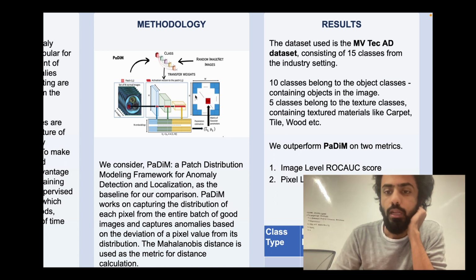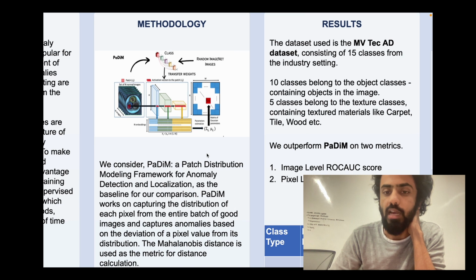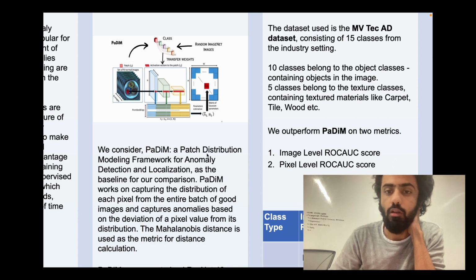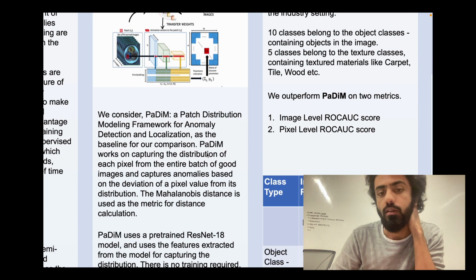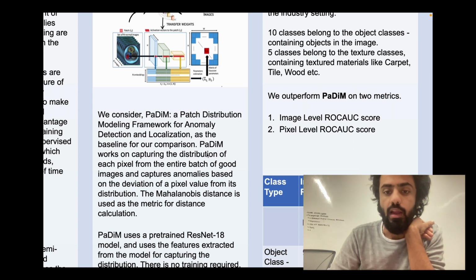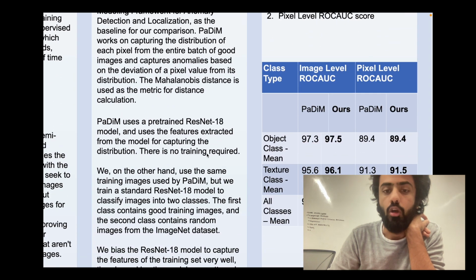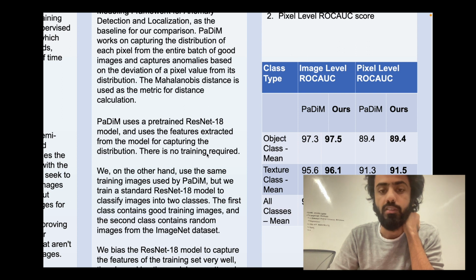And we outperform PaDiM on two metrics, that is, image level ROC AUC score and pixel level ROC AUC score. The ROC AUC score is used at image level just to see if a particular image has an anomaly or not, and the pixel level ROC AUC score is used to see whether a particular pixel has an anomaly or not, and how accurate the corresponding mask that we produce is with respect to the ground truth mask. In this table, we see that our method outperforms PaDiM on all three categories, that is, on object classes, on texture classes, and on the mean of both.